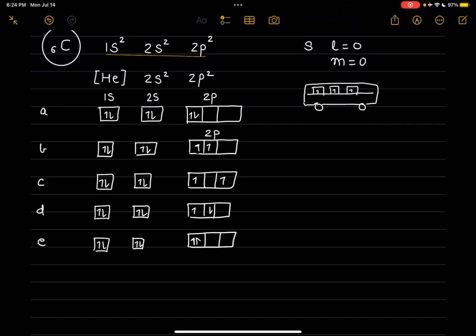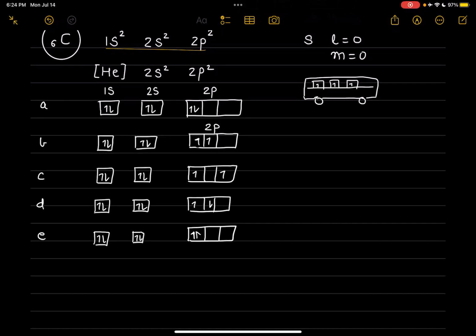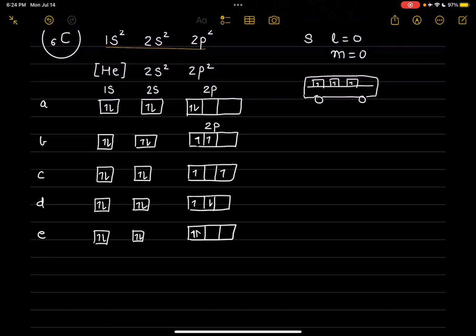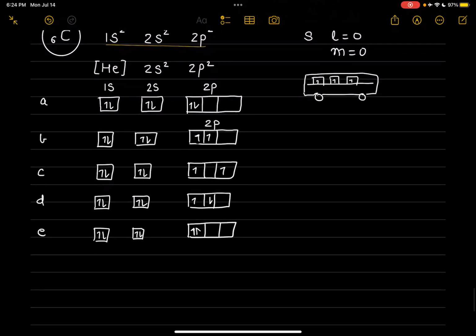Suppose 2p, there are three orbitals. So how should they be filled? First, each one should be filled with a single electron and parallel spins. Are you getting my point? Hund's rule of maximum multiplicity I'm telling in layman language, then I will tell you the exact. First try to understand. When you are filling the orbitals belonging to the same subshell, which rule should be in your mind? Hund's rule of maximum multiplicity. Got it?